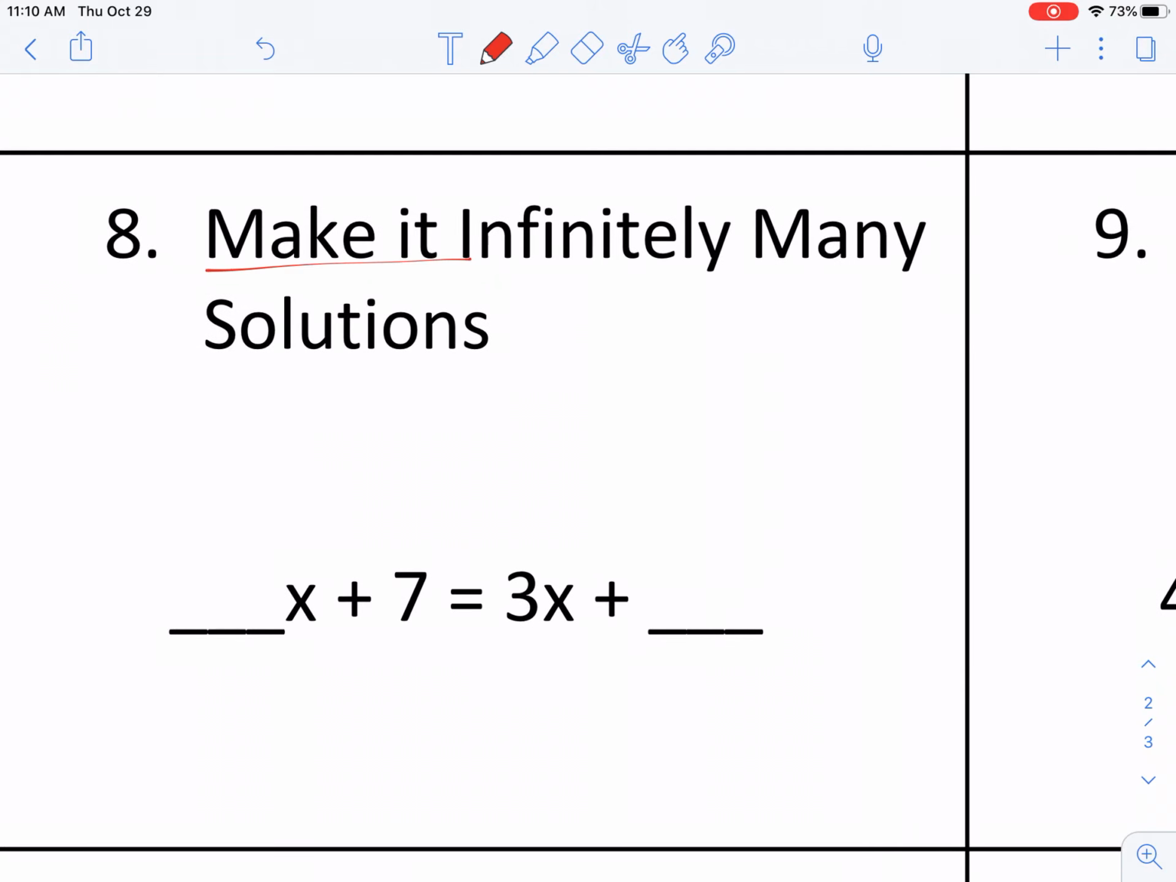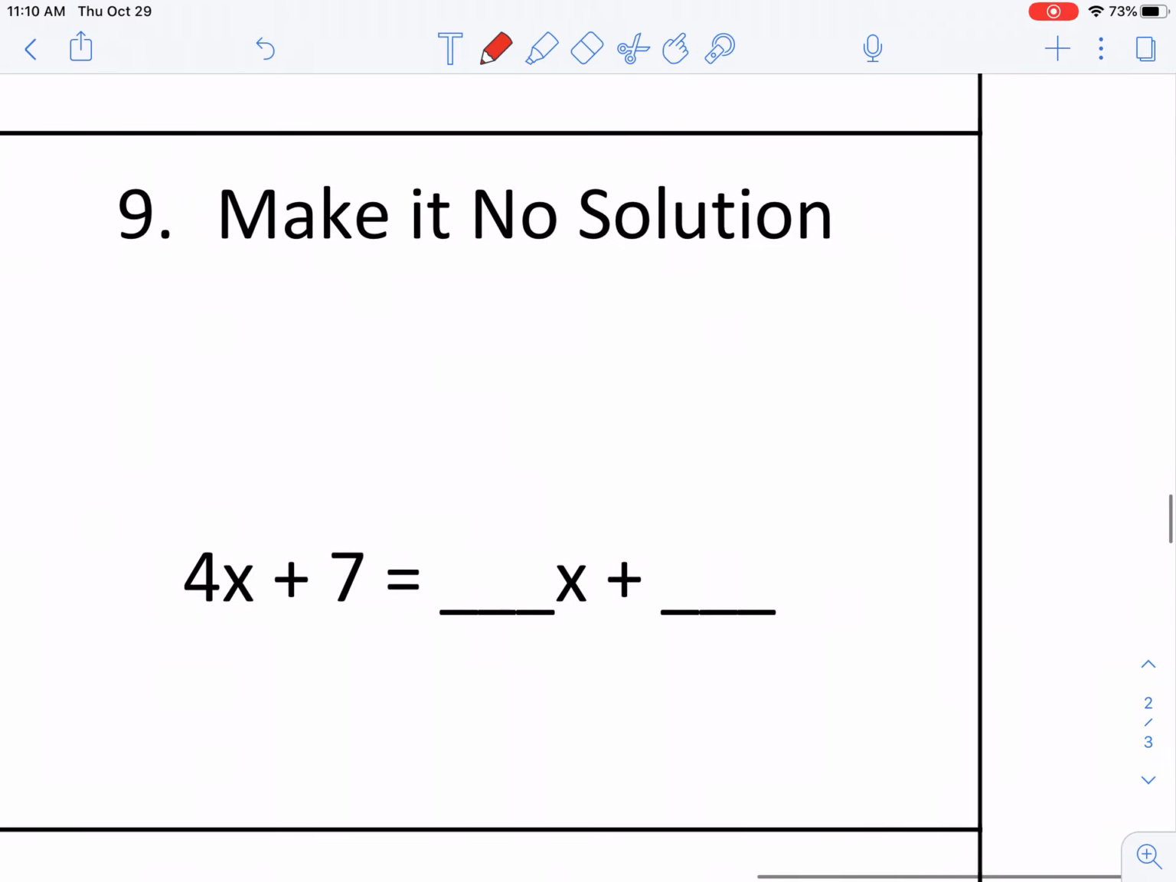To make something infinitely many solutions, it has to have the same variable and the same number. So this is 3 and this is 7. To make something no solution, they have to have the same variable. So this has to be 4, but it cannot be 7. So we'll put 6.